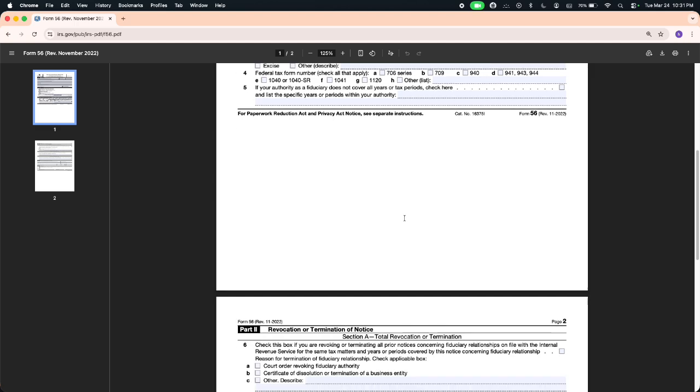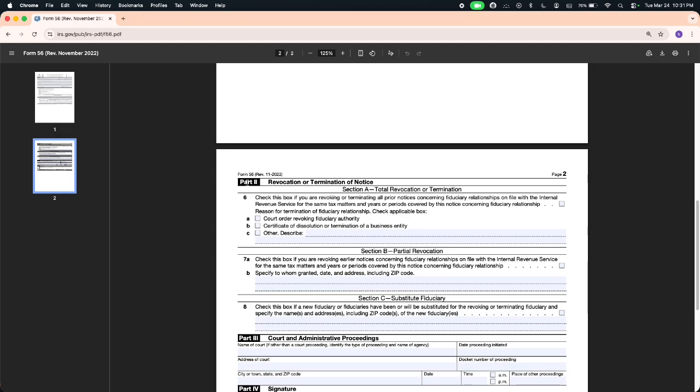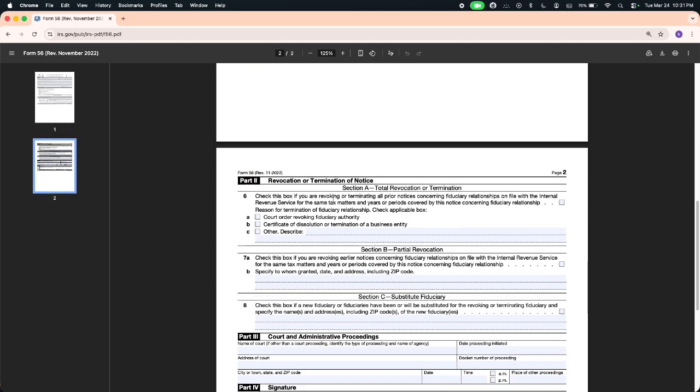If the fiduciary relationship is ending, go to Part 2. This section is used for revocation or termination of prior notice. You'll choose the reason the authority is ending and then complete only the part that applies.